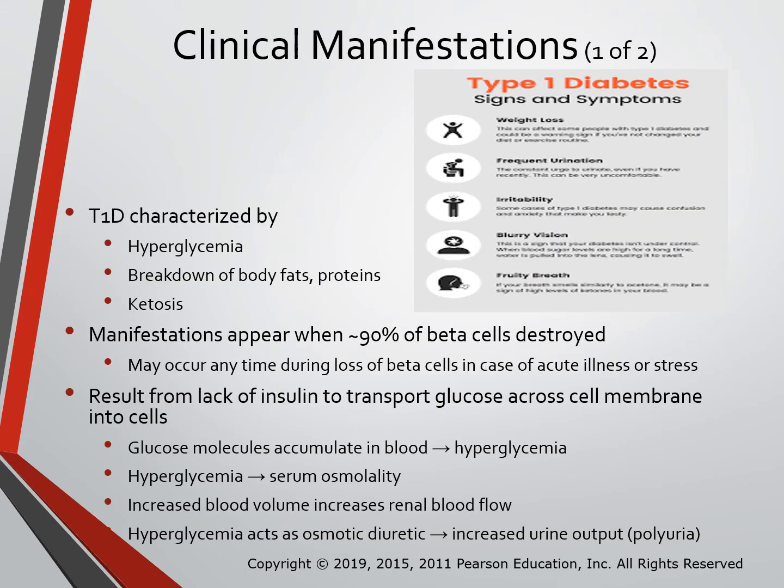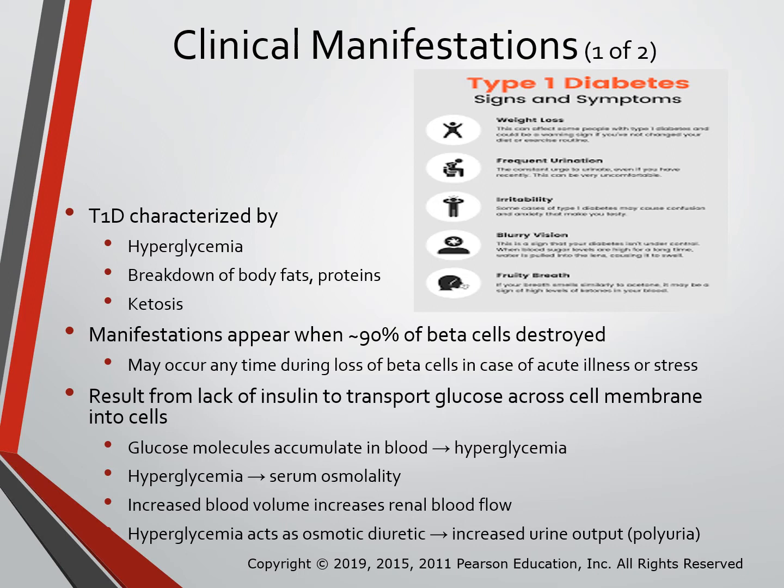So what are the clinical manifestations? You see hyperglycemia, which is elevated blood glucose levels, a breakdown of body fats and proteins, and development of ketosis, which is an accumulation of ketone bodies produced during oxidation of fatty acids. We're going to talk a little bit more about that, but when you have diabetic ketoacidosis, the body's breaking down fat to get energy.